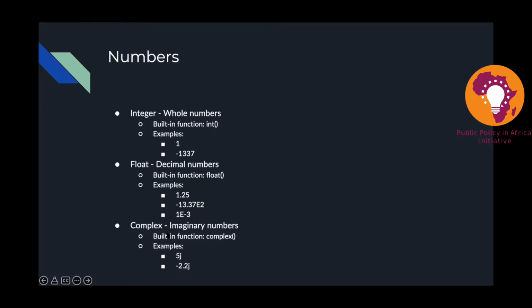And then the third type, which will be used the least, is the complex. This has the built-in function called complex, and examples are 5j or minus 2.2j, where j is an imaginary number which stems from the square root of minus 1 if you're interested. But again, complex numbers are not required, and you will majorly be focusing on integers and floats. Are there any questions about that until now?